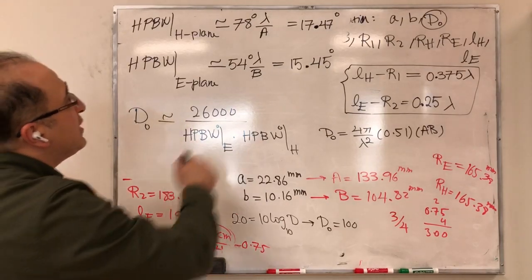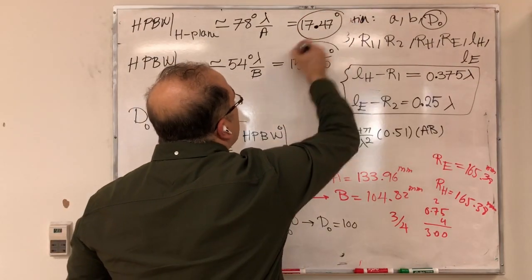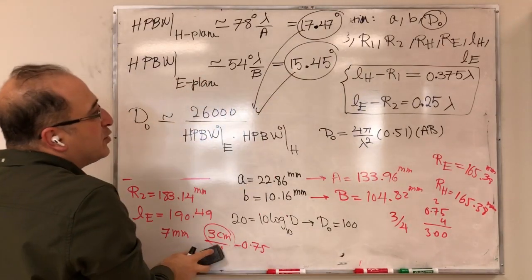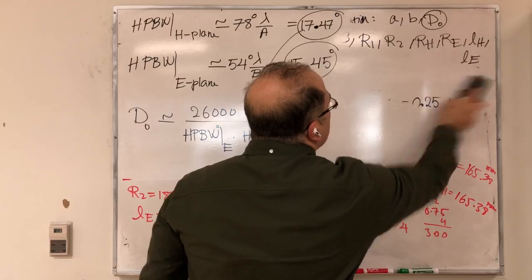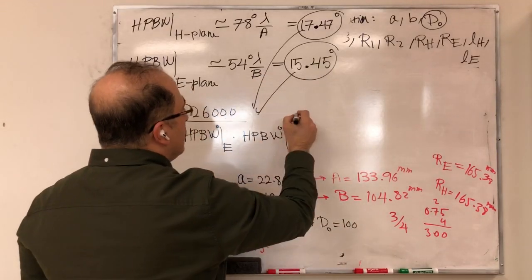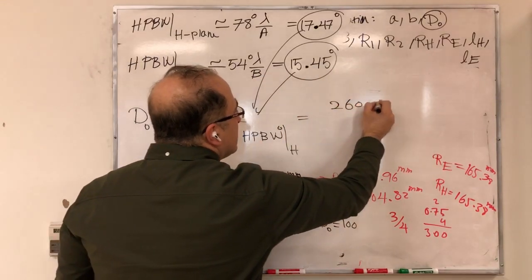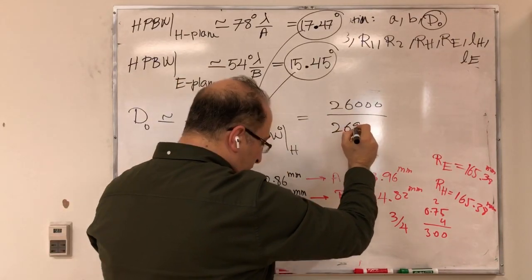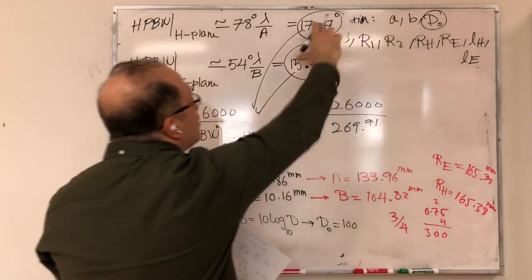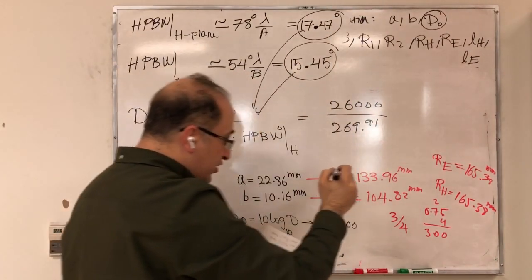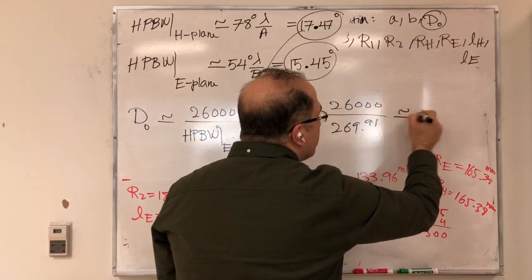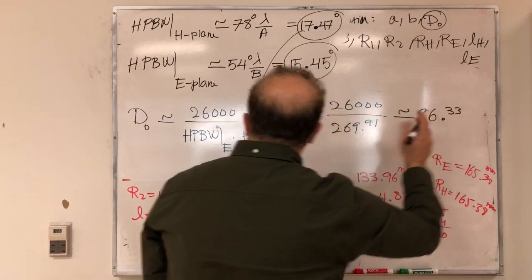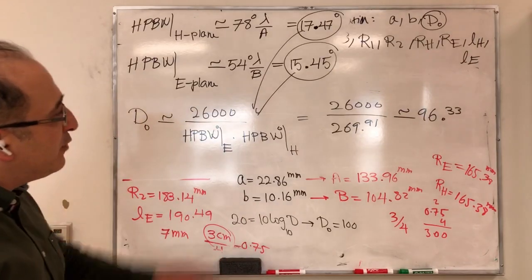If you get these two and plug them in, you get 26,000 divided by 269.91, which is the result of the multiplication of the two, and the final answer would be 96.33. That's the estimate of directivity for this case.